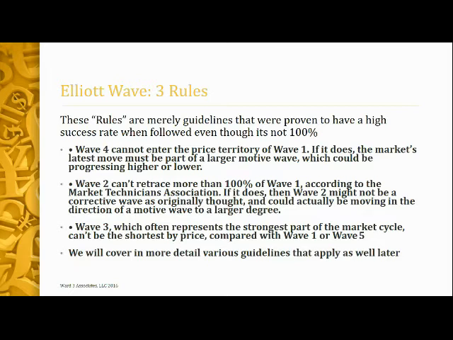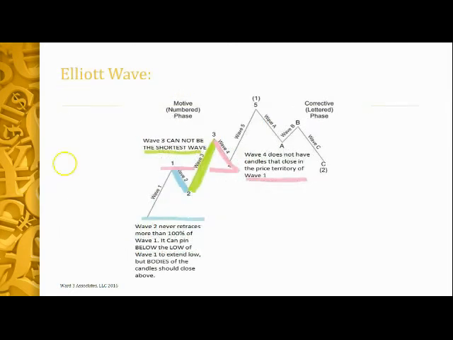Wave 2 can't retrace more than 100% of wave 1, according to the Market Technicians Association. If it does, then wave 2 might not be a corrective wave as originally thought, and could actually be moving in the direction of a motive wave of a larger degree. Wave 3, which often represents the strongest part of the cycle, can't be the shortest by price compared to either wave 1 or wave 5. Okay, and here's a representation of what that means.